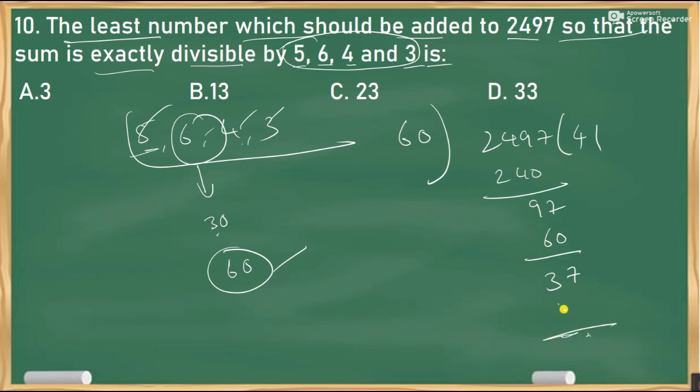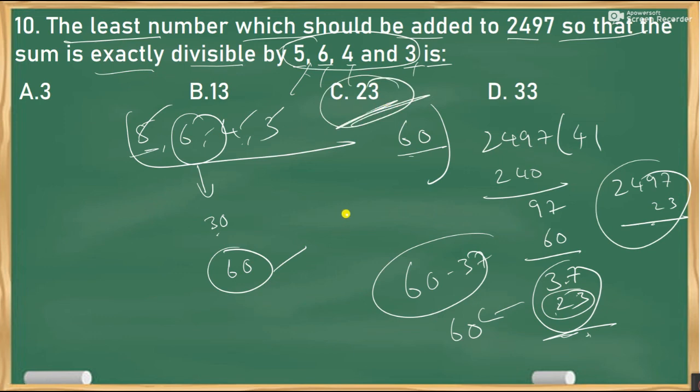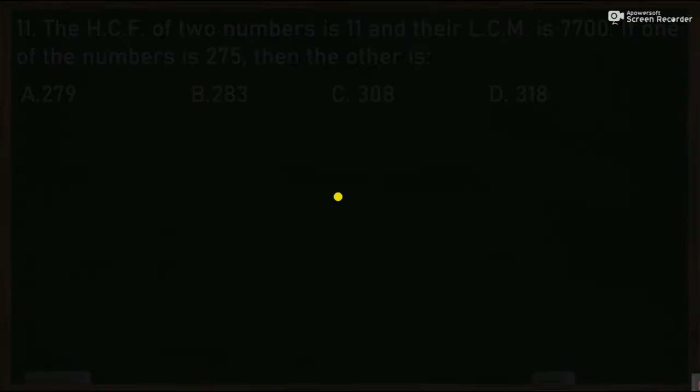Now what number should I add to this so that I'll get a remainder of 0? The number should be divisible by 60. Now if you observe, I have to make 37 into 60. So what number should I add to make it 60? It's 23, that is 60 minus 37. If I add 23 to 2497, the total will be exactly divisible by 60, which is nothing but divisible by 5, 6, 4 and 3. So the answer is option C, 23. Clear? So hope everybody is clear with this. Okay. Let me go for the next question.